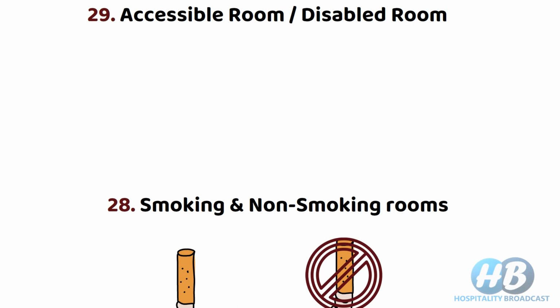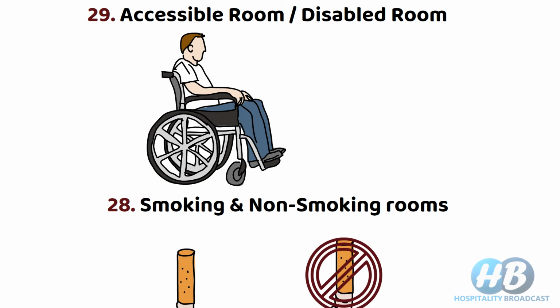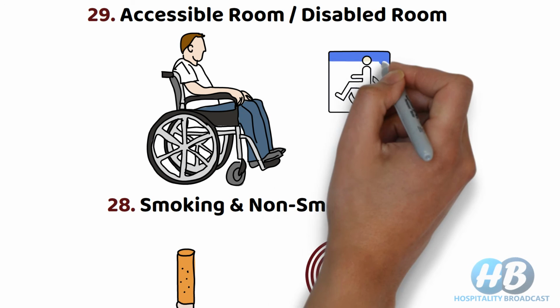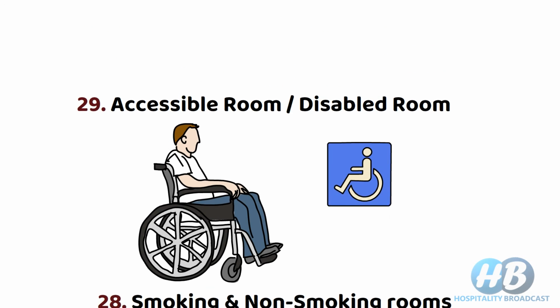Accessible room or disabled room. This room is designed for physically challenged persons. It meets the requirement as per the government guidelines. Hotel must provide certain number of rooms for disabled persons. Generally, these rooms are located on ground or first floor.